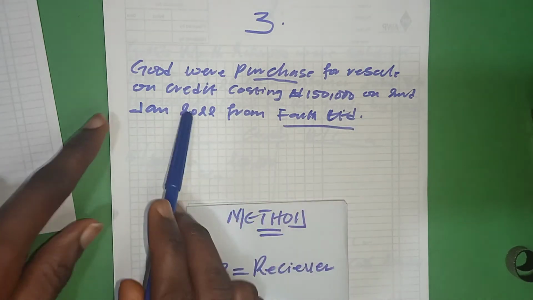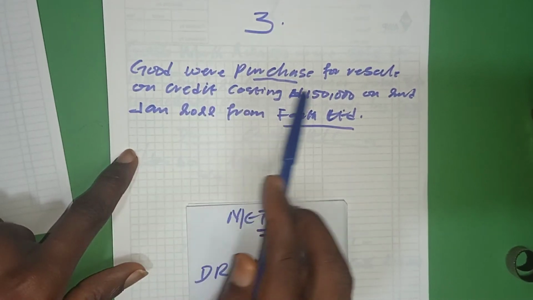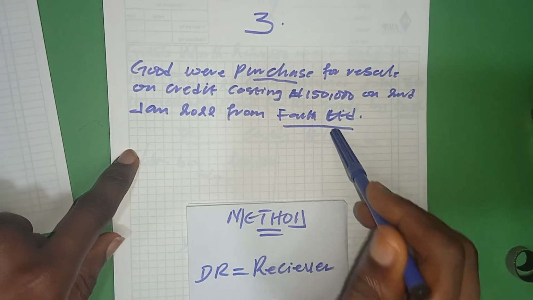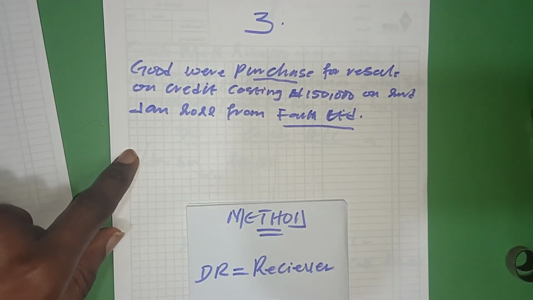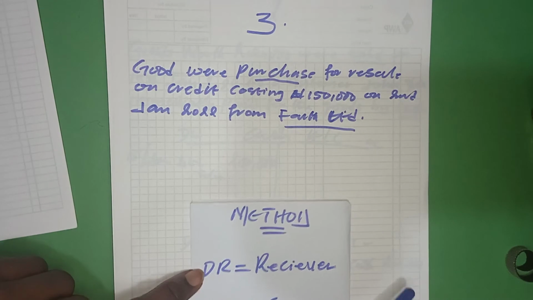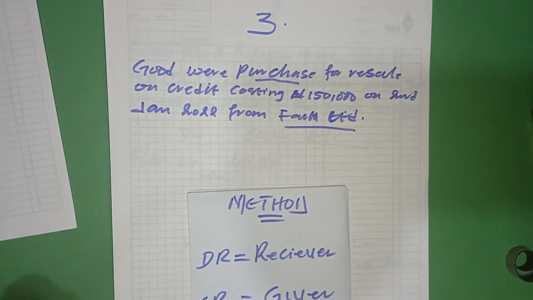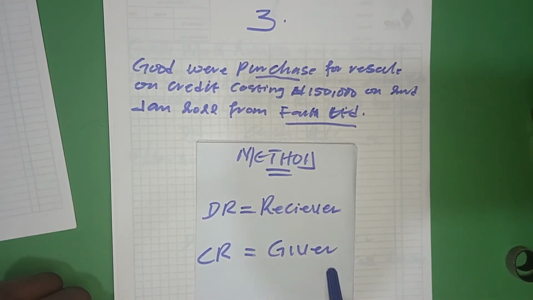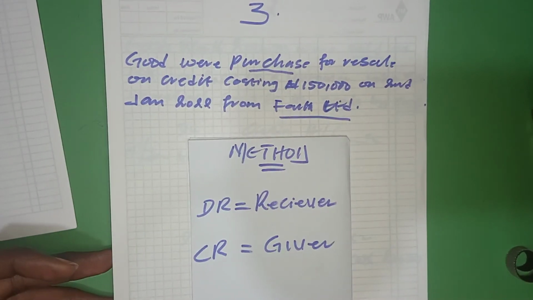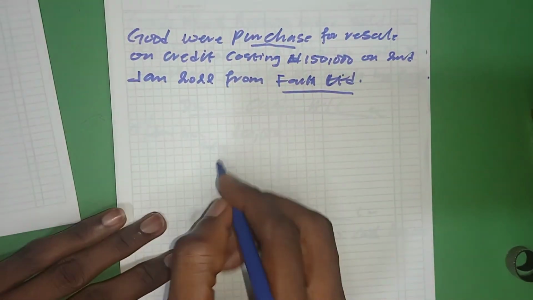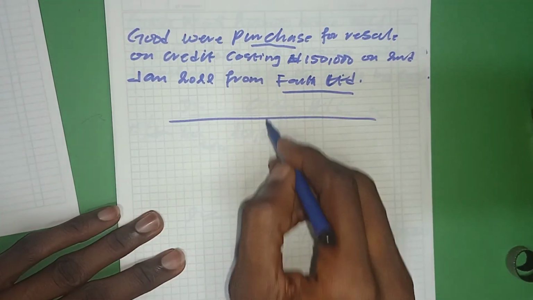From Faith. Resale on credit on 2nd January from Faith. That means Faith is giving us. Faith is giving, we are receiving, because we collected from Faith. Faith is giving. We are receiving. Are you getting it? So the two accounts here we're going to open is this.